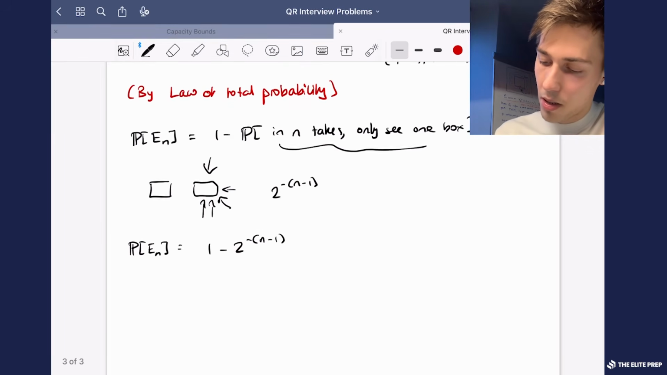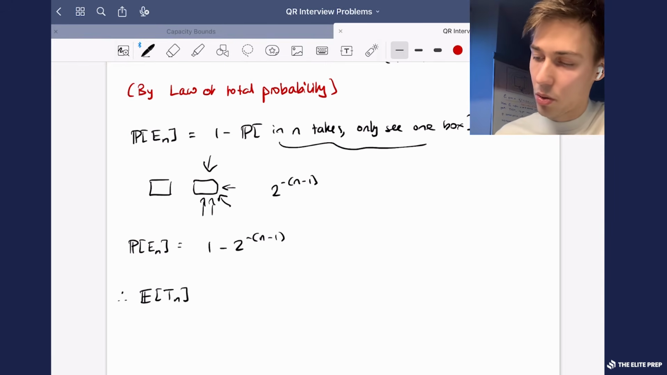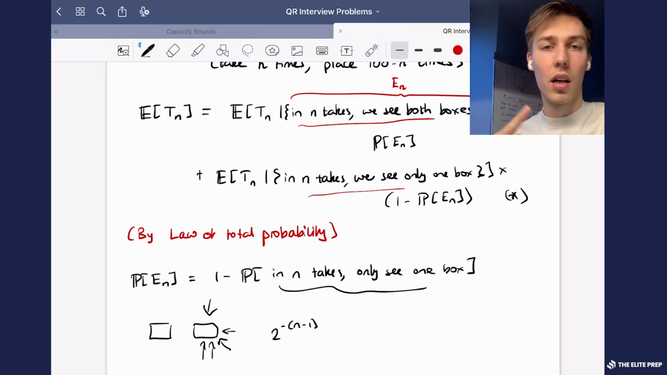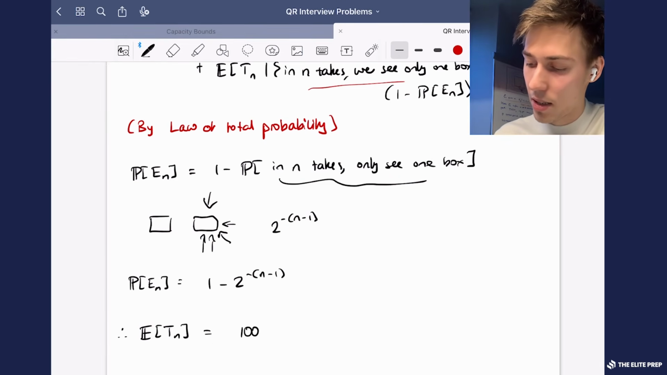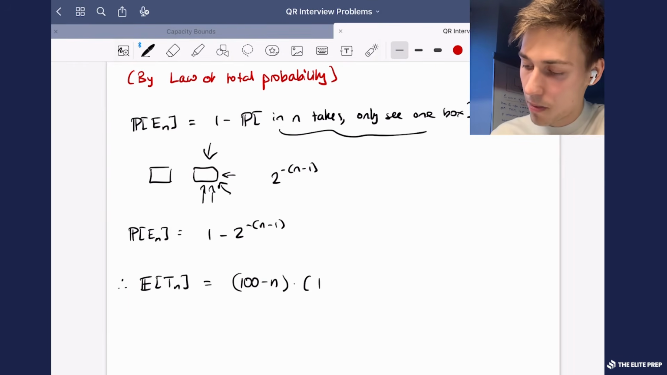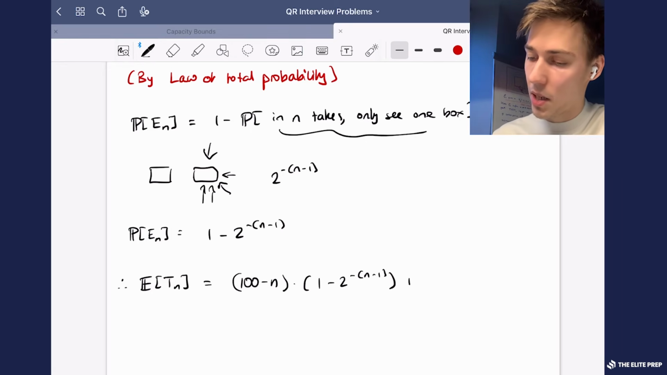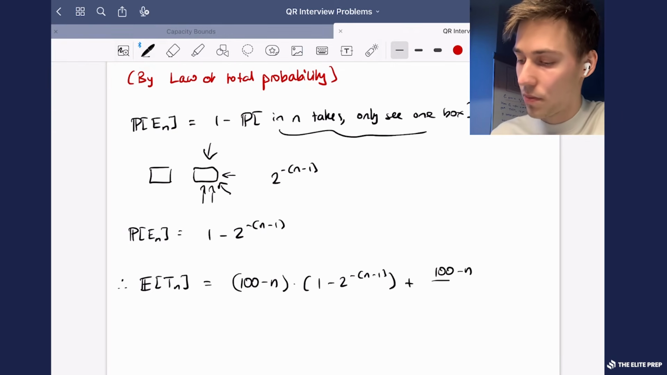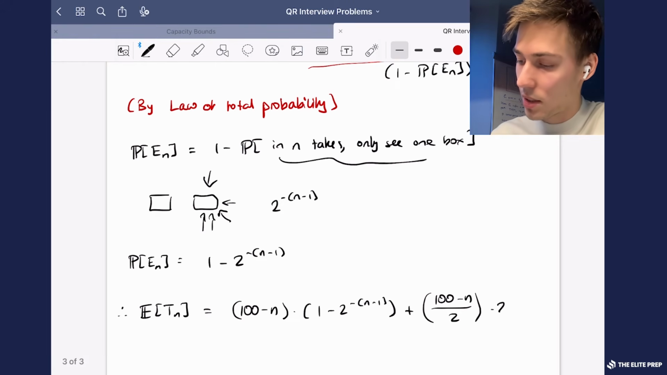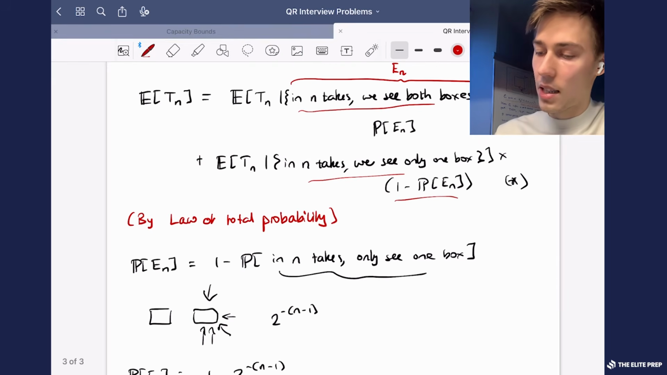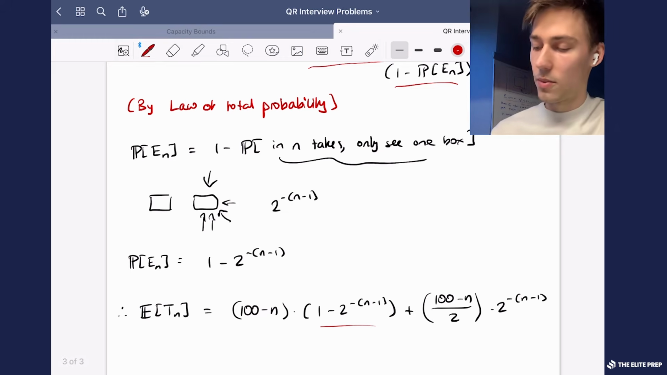So therefore, the expected value of Tn is equal to, if we've seen both boxes, Tn would just be the sum of all of the dollars. And at step n, we've had 100 minus n dollars. So that would be 100 minus n times the probability of En, which is 1 minus 2 to the minus n minus 1. And then plus the other part. The expected value, if we only see one box, would be half the total amount of dollars. So we would have 100 minus n over 2 times 2 to the minus n minus 1. That 2 to the minus n minus 1 came from this, and then we computed the conditional expectations to get these two.